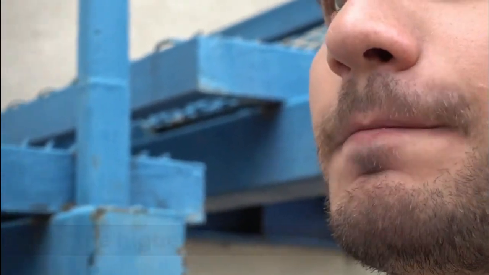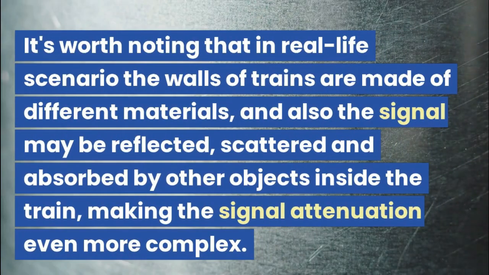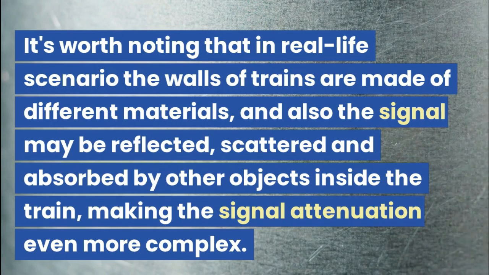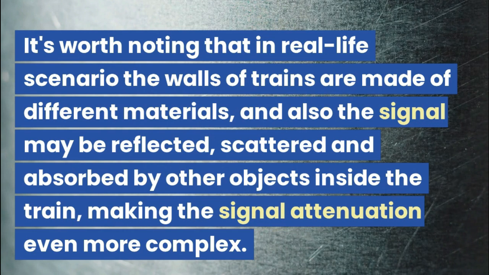It's worth noting that in real-life scenario the walls of trains are made of different materials, and also the signal may be reflected, scattered and absorbed by other objects inside the train, making the signal attenuation even more complex.